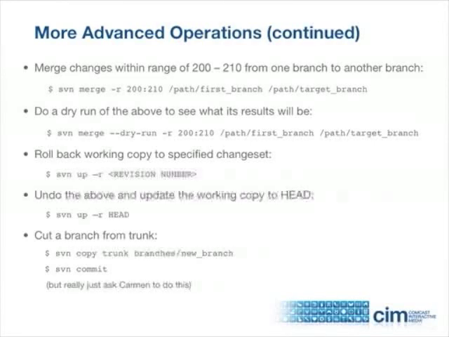the target branch. We can do a dry run of this to see what the results would be with SVN merge --dry-run, -r specifying the range of change sets, the first branch and the target branch.